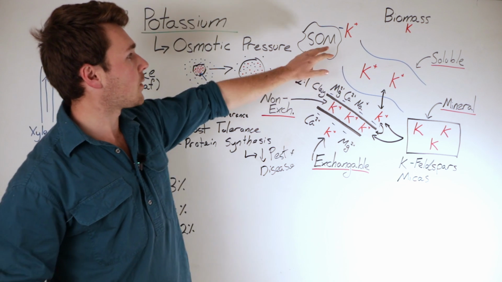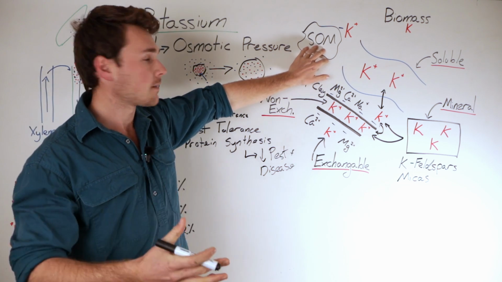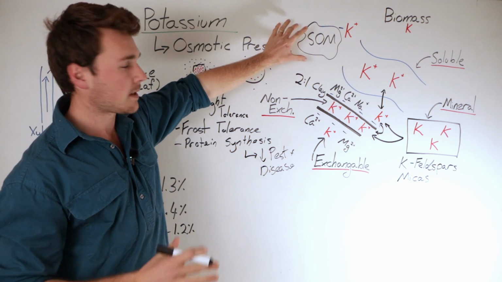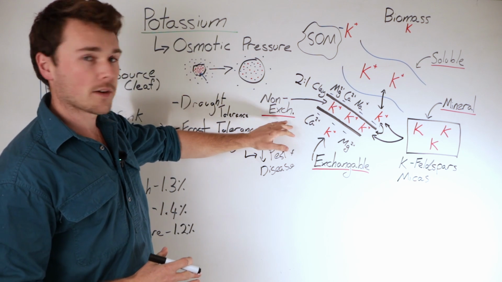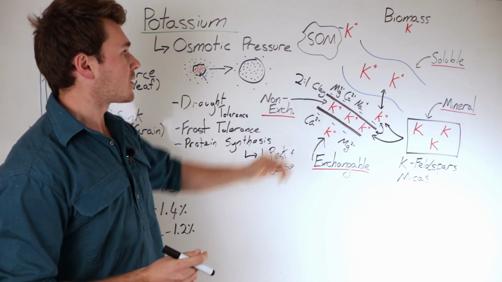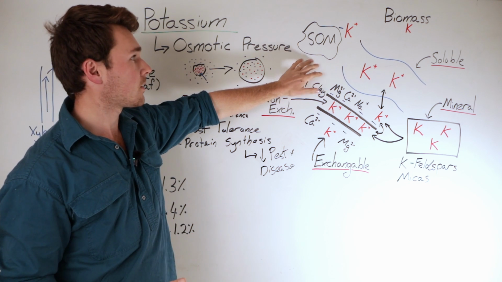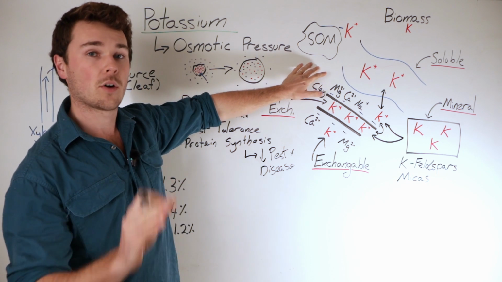There's also potassium on the soil organic matter on the negative sites. Now, this is actually a really great source of potassium because it doesn't fix up as much. It doesn't really go into the non-exchangeable, so it's quite safe, which means a great way to improve your potassium storage is by increasing your soil organic matter, and that's super important on sandy soils.